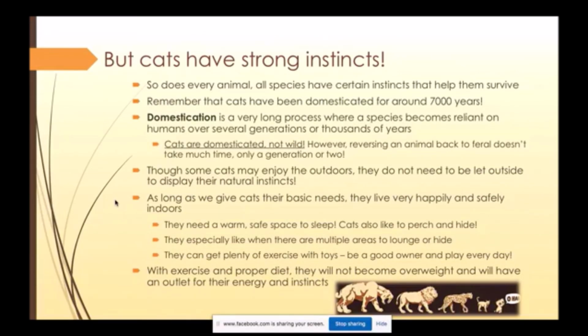And it's a bonding experience. That should be one of the reasons you wanted to get a cat, because they're so goofy and enjoy the play that you should want to provide that for your animal. That's our job as humans and their guardians. And really, with exercise and proper diet, a cat won't become overweight. And like I mentioned, they'll have that outlet for their energy and instincts as long as they have some toys and some places to feel like it's their own.